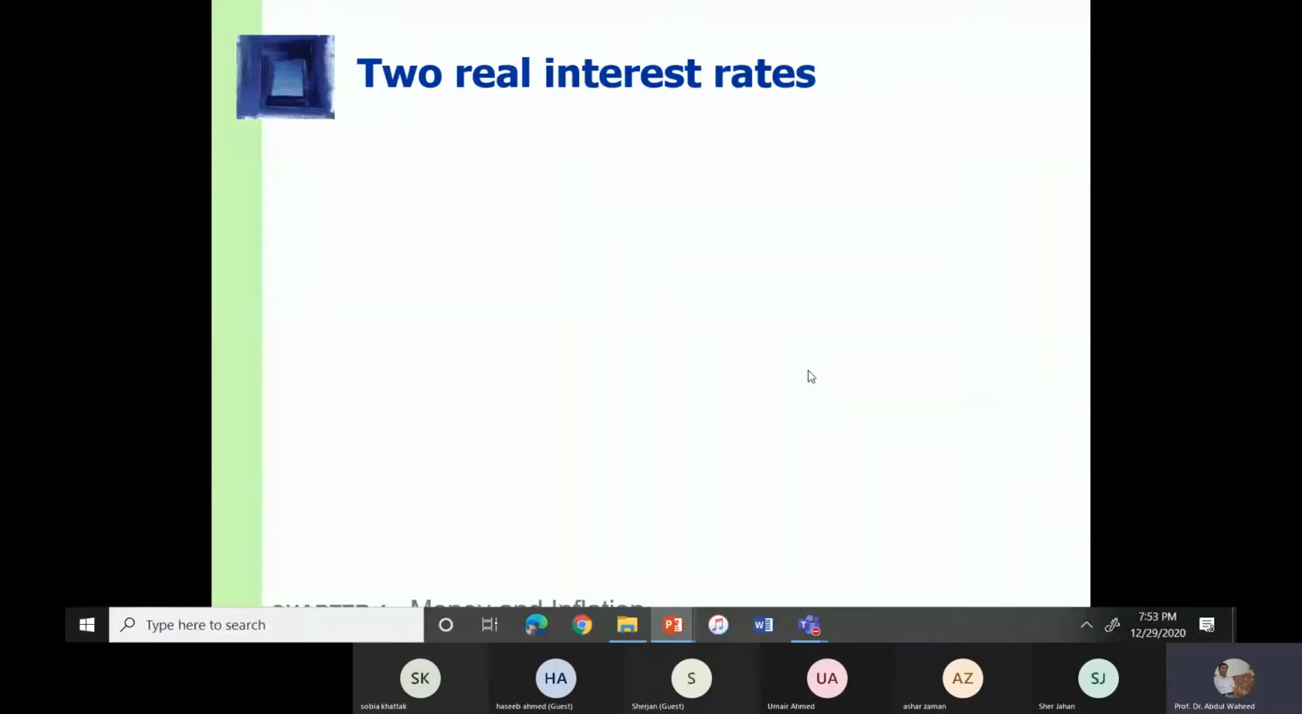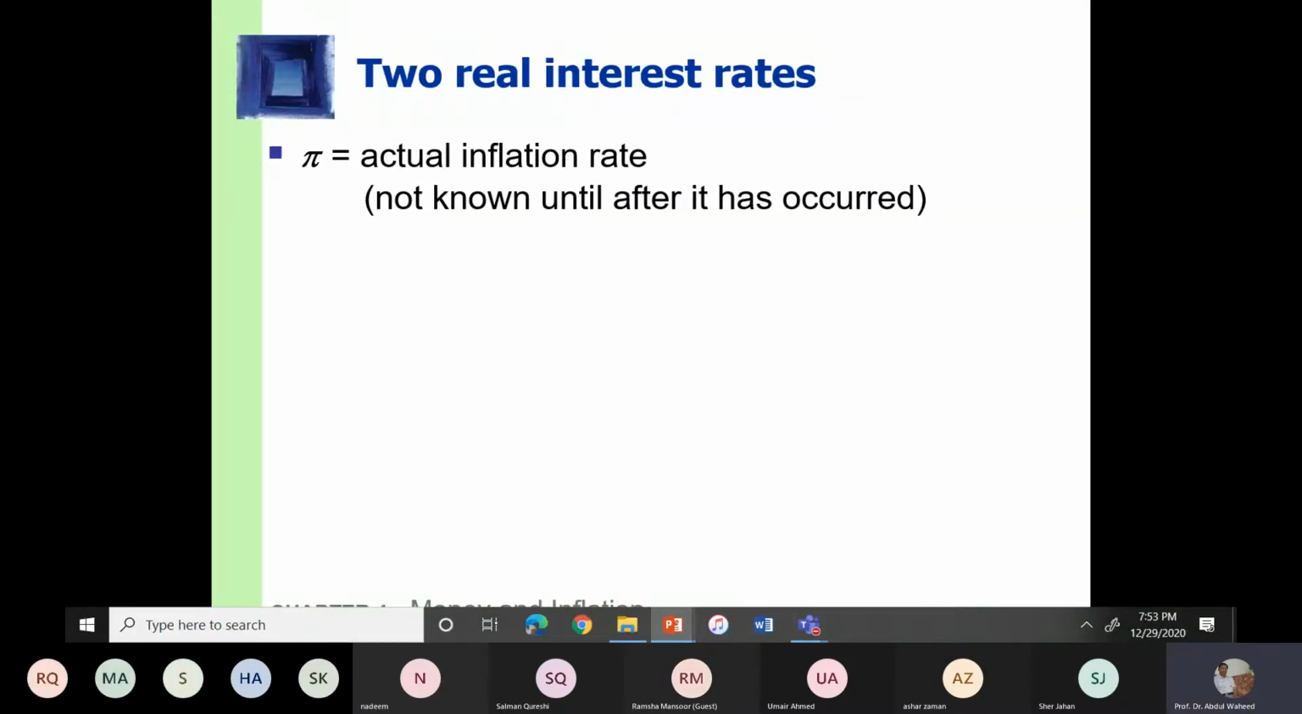So now there are two real interest rates, because of the inflation. One is the actual inflation rate, which is not known until it has occurred, because it will happen in the future. And the second is the expected inflation rate. The expected inflation rate is what we expect now. So I can expect that after 1 year the inflation rate would be 10%.